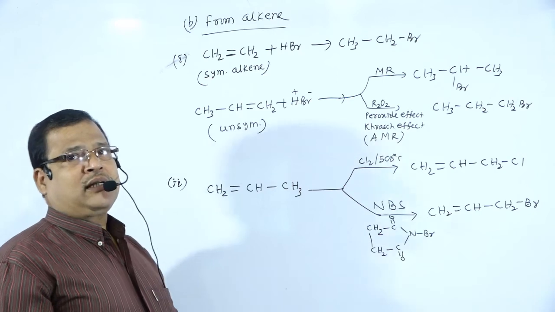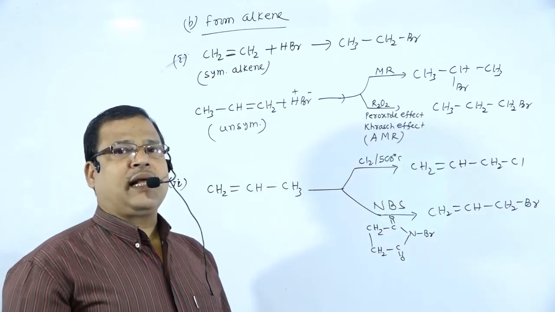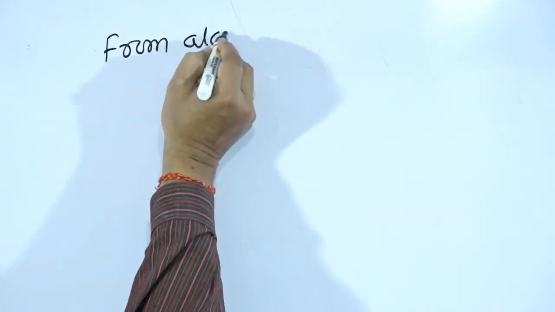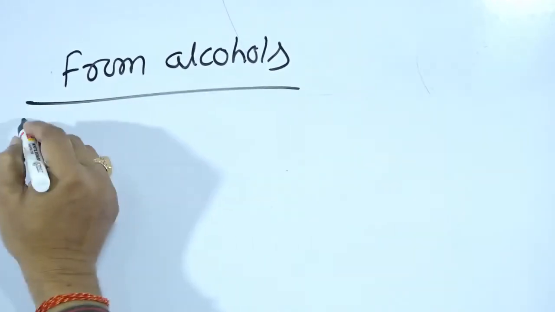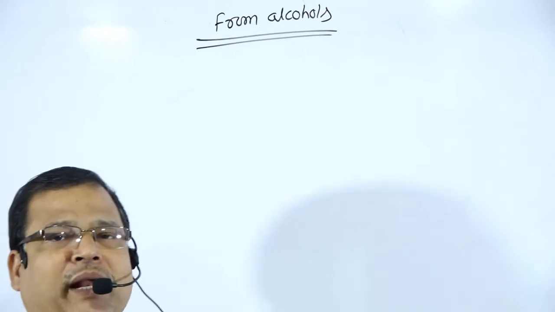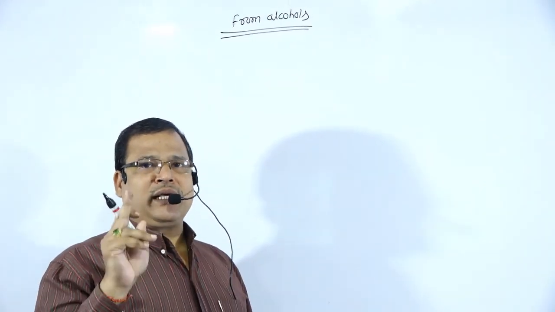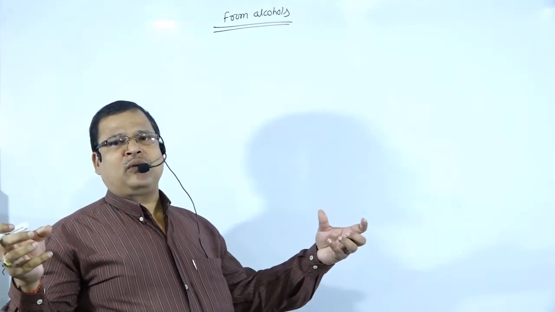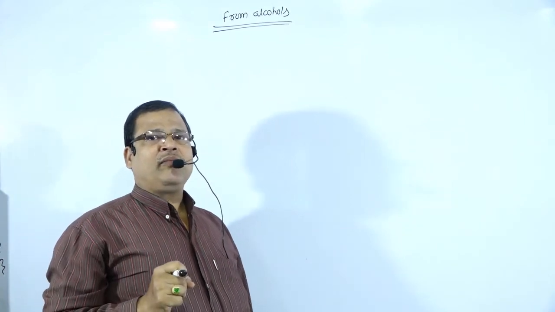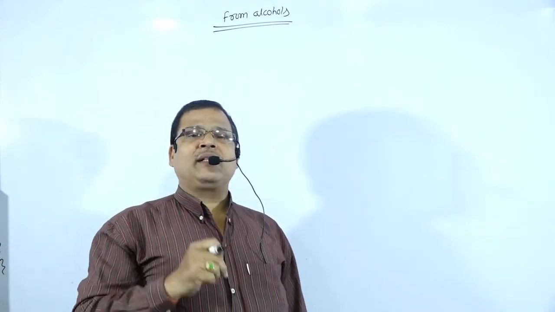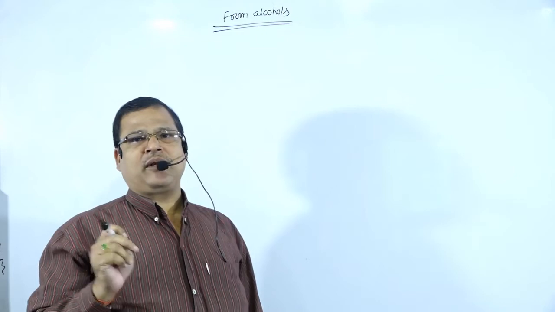Next we'll go for alcohols, how alkyl halides are produced from alcohols. Next, the methods of preparation from alcohols. We know different types of alcohols are there. Primary alcohol: OH group is attached to a 1 degree carbon atom. Secondary alcohol: OH group is attached to a carbon atom which is directly linked to another 2 carbon atoms, that is a secondary carbon atom. And tertiary alcohol: OH group is attached to a carbon atom which is directly linked to another 3 carbon atoms, that is a 3 degree carbon atom.